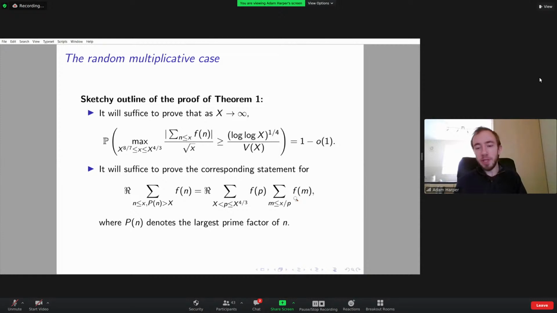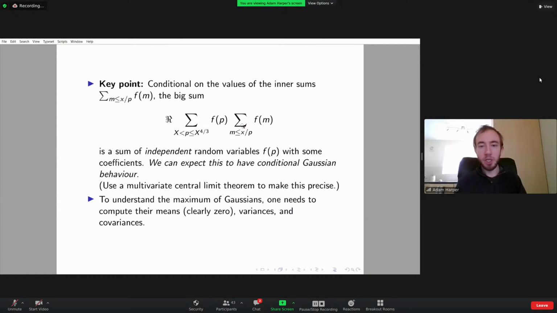So what that means is if you freeze all the randomness coming from these inner sums, it doesn't affect the randomness in the f of p's, because they're independent. So if you condition on these inner sums, then what this looks like is a sum of some independent random variables times some coefficients. And that's the kind of thing that you would expect to have a Gaussian distribution. And it does. If you condition on this huge amount of information, so you freeze this huge amount of randomness in the inner sums, then conditionally, these sums do have Gaussian behavior.